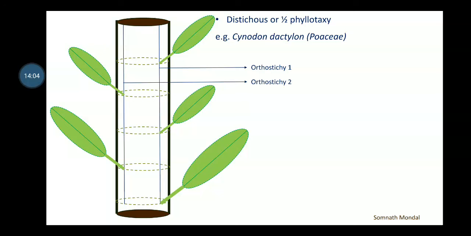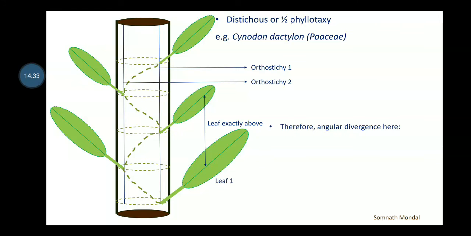That is why it is called disticus. Now draw the genetic spiral. So here we can see that the genetic spiral is taking a complete turn from leaf 1 to the leaf just above. Exactly above the leaf 1 is 1 circle, 1 complete circle, that is 360 degree. And in between there are 2 leaves. So now we can calculate the angular divergence.